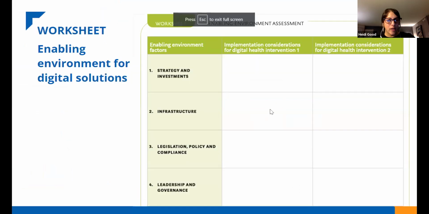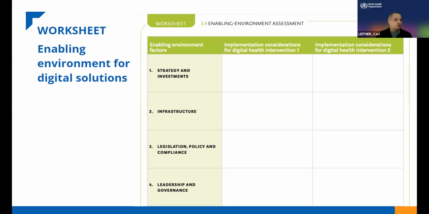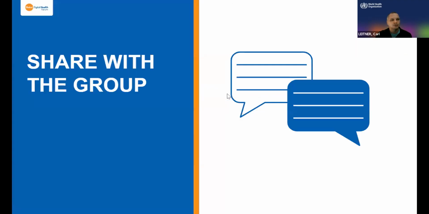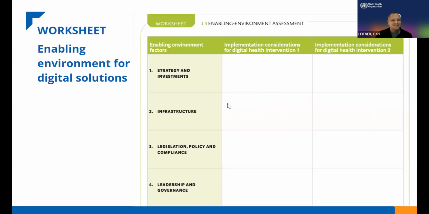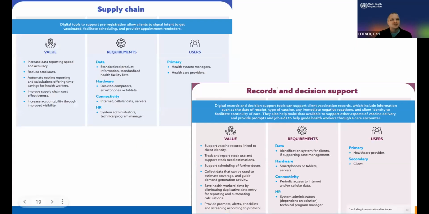I'm wondering if we want to stay in one group and talk through the different case studies together. Yes, so we can do that. So the next slide is the, go back, sorry. There we go. So we're going to look at the two use cases that we talked about before, supply chain and the records and decision support, and look at some of the enabling factors.